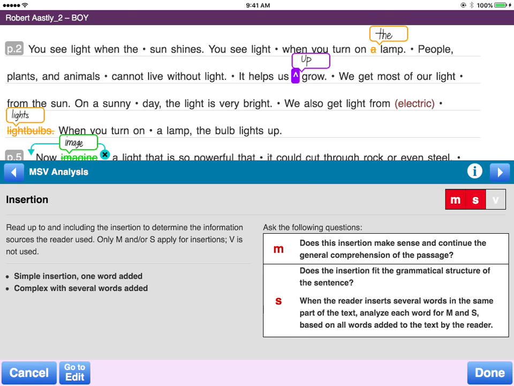People, plants, and animals cannot live without light. It helps us grow up. Now, when we did this coding earlier, the word up was supposed to go after grow. So then you're going to read up to the error, which is up. It helps us grow up. Did that insertion make sense? And it did. Then you're going to ask yourself, did that insertion still have the structure? And it did. And you notice that V was not an option because the student did not use visual to make this miscue.